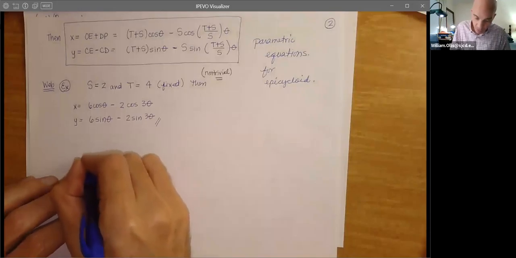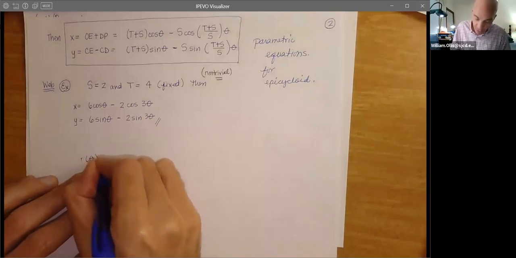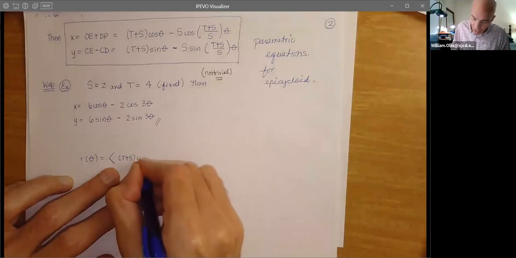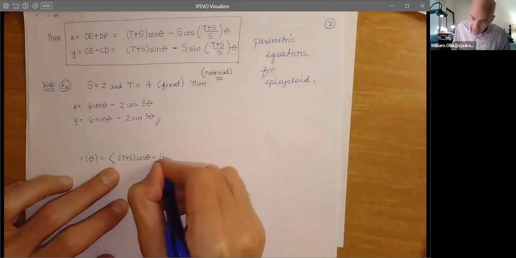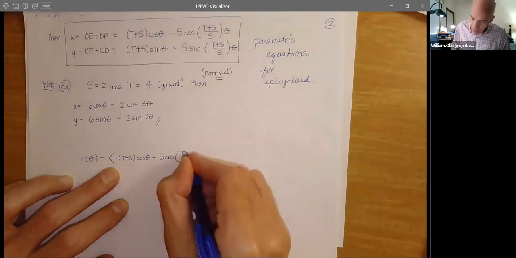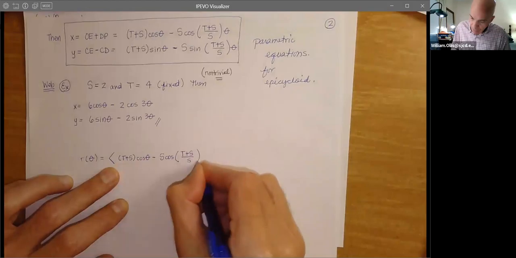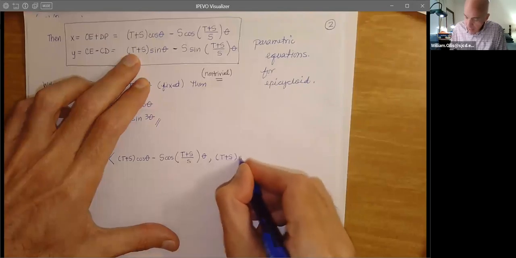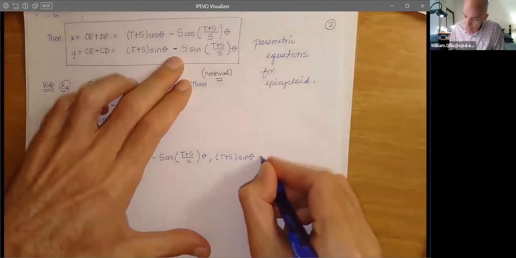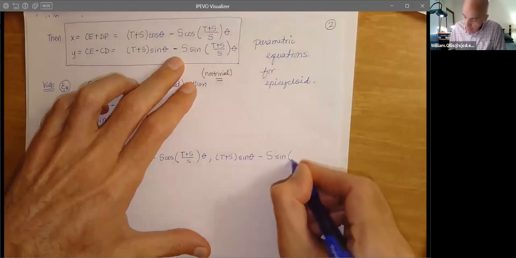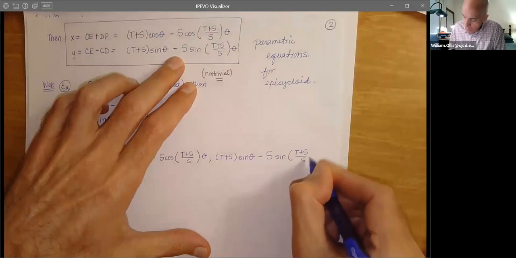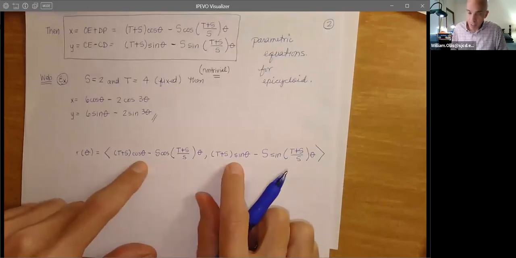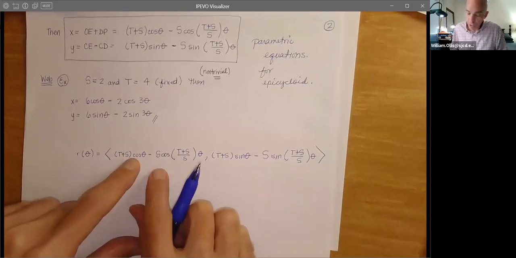And so now if we have this particular problem here in Weberstein, which you do, then you can fill in Professor Ron's formula. If we want the X coordinate, let's just go ahead and write this and we'll fill it in. If we want a nice vector representation, we'll just say T plus S cosine theta minus S cosine T plus S over S theta, comma T plus S sine theta. So the Y's have all the sines in them, so that makes it easy to remember.